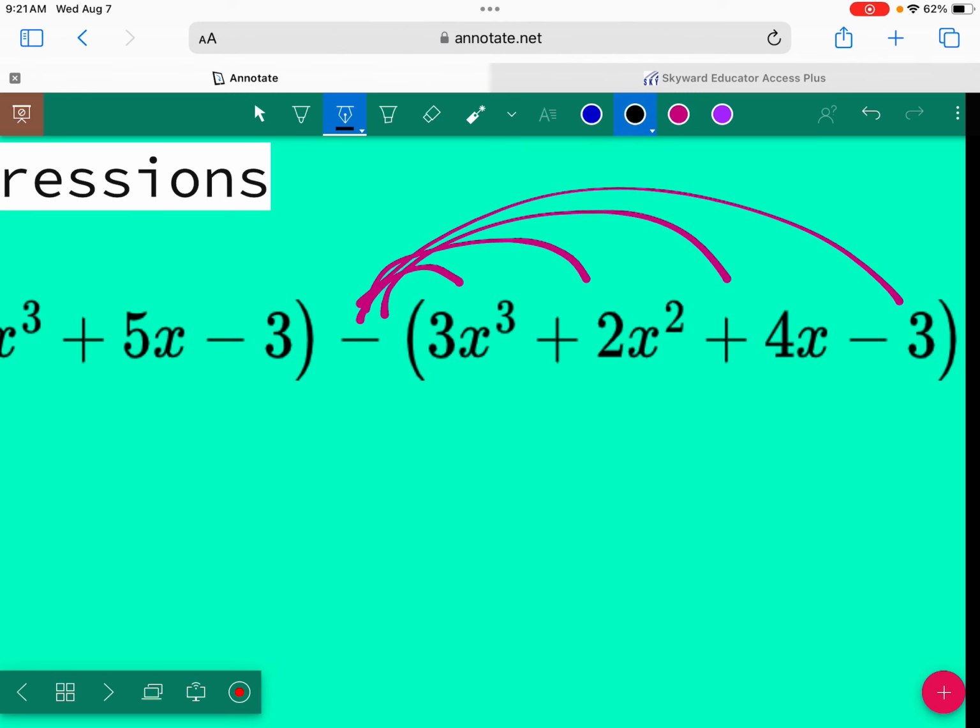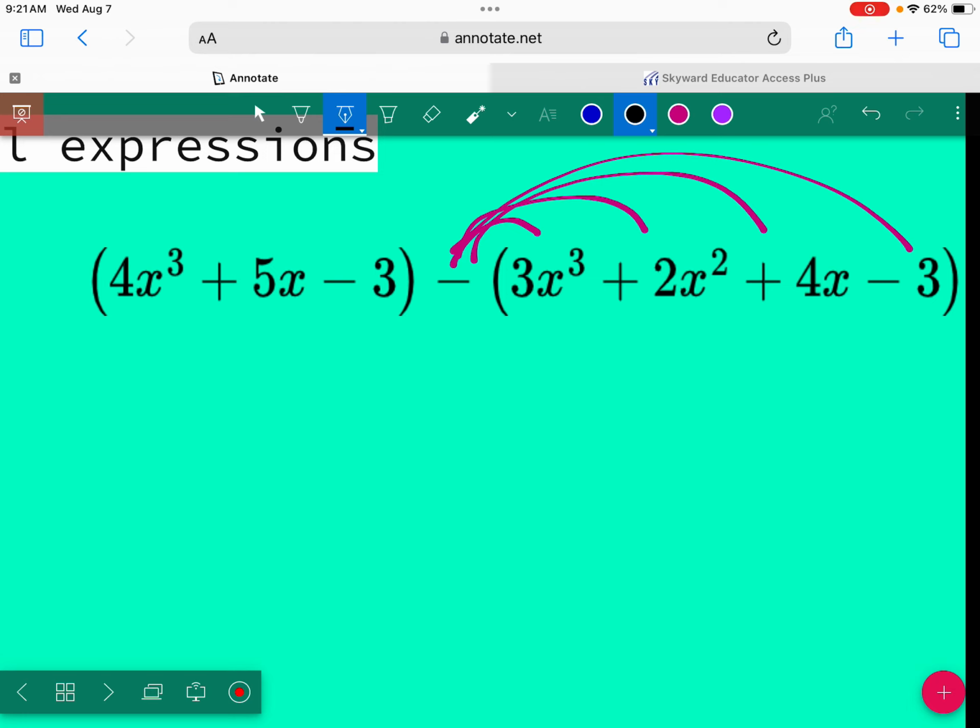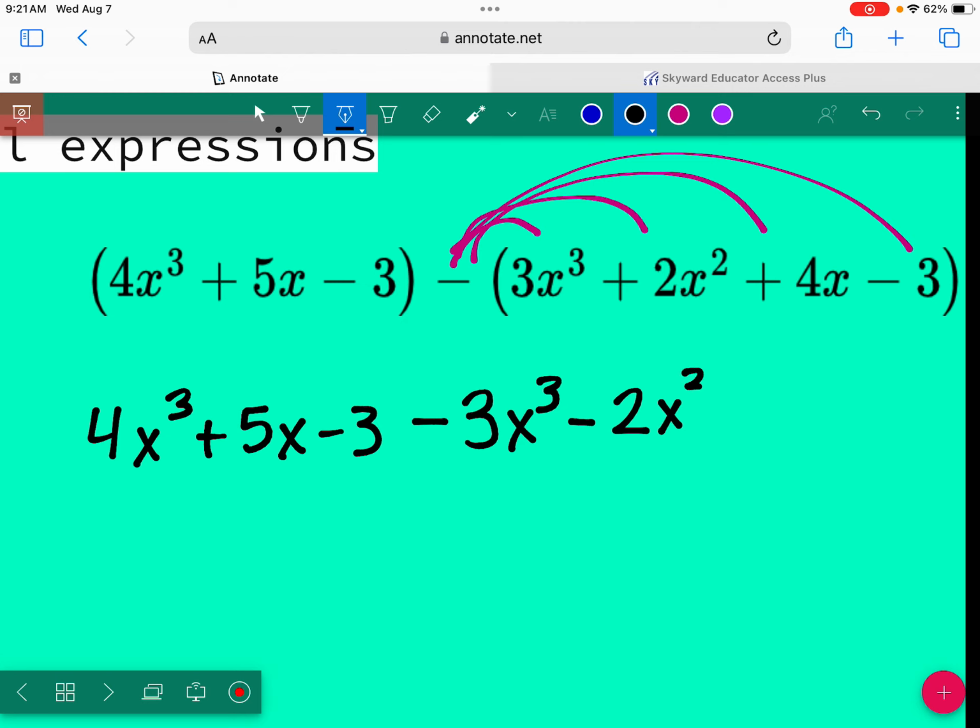I'm going to rewrite the whole thing. If you don't need to, you don't have to, but that's too many steps to do in my head for you guys as a show. 4x cubed plus 5x minus 3. I can drop my parentheses because now they're not going to do anything after I distribute that minus sign. We're going to subtract our 3x cubed, subtract our 2x squared, subtract our 4x, and then we add the 3 because we distribute that minus sign to the minus sign. And now we're going to combine our like terms.